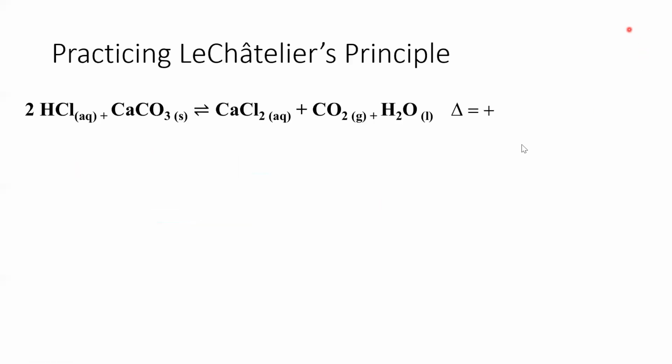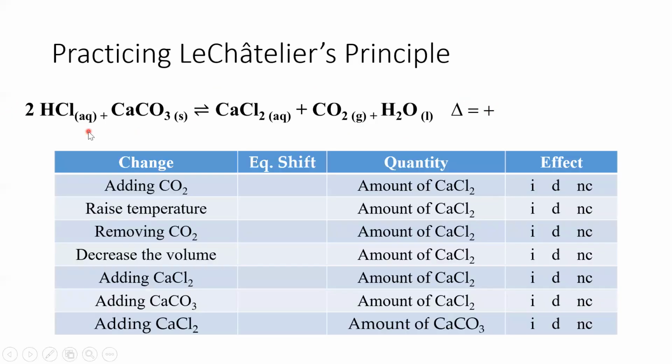Let's do some practice. Again, there's no math with respect to LeChatelier's principle. It's just kind of a thought process that you need to go through. So we've got aqueous HCl. We've got solid calcium carbonate. We've got aqueous calcium chloride. We've got gaseous carbon dioxide. We have liquid water, and delta H is positive. There's no H here. There should probably be an H. So delta H is positive, meaning it's endothermic. Okay, that means that energy's over here, right, in the reaction. So let's see what happens.